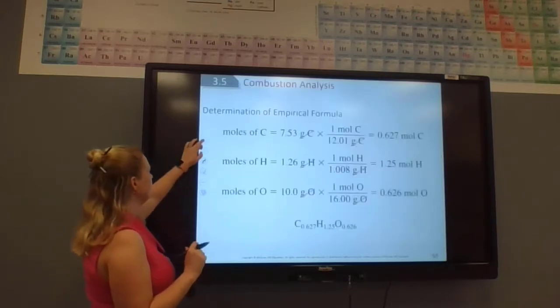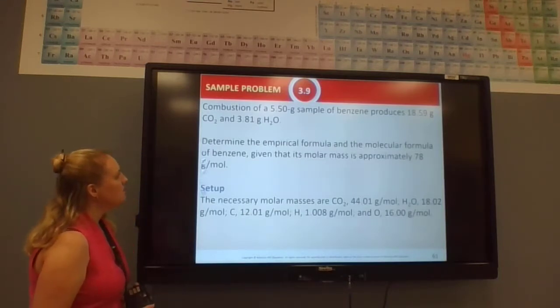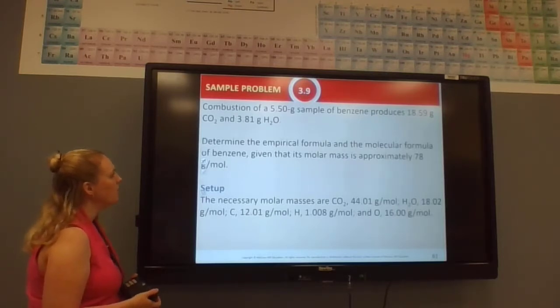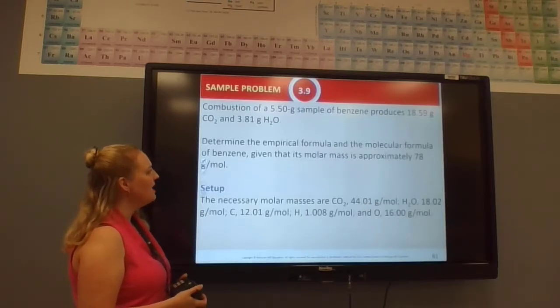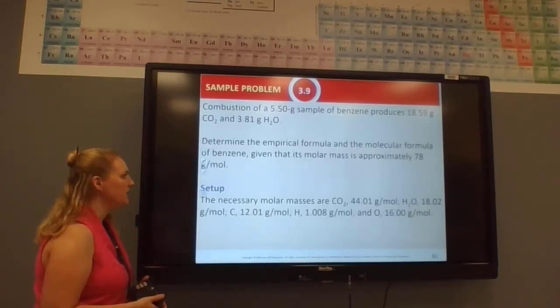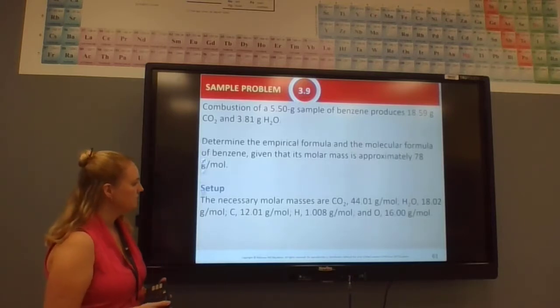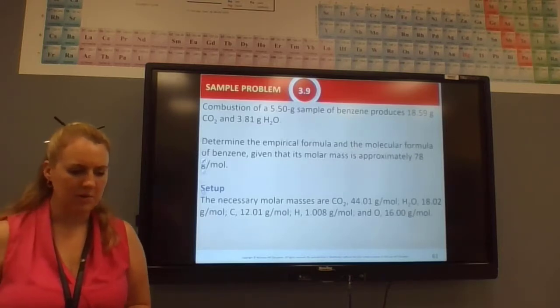The combustion of a 5.5 gram sample of benzene produces 18.59 grams of carbon dioxide and 3.81 grams of water. Determine the empirical formula and the molecular formula of benzene, given that its molar mass is approximately 78 grams per mole. This sample problem is on page 100, but I'll give you a couple minutes to copy those down.